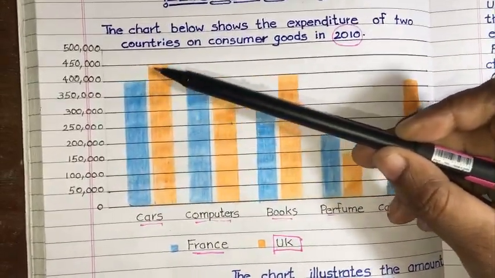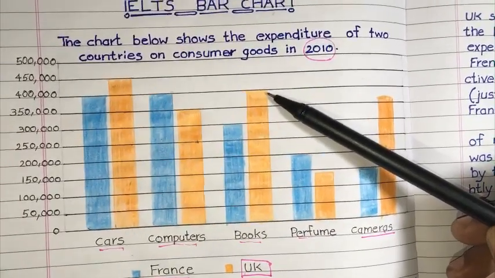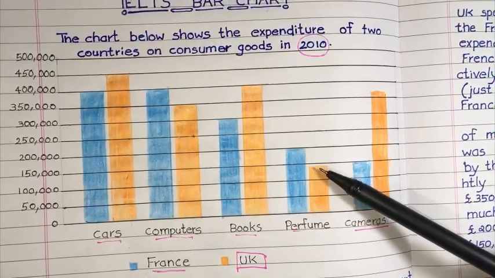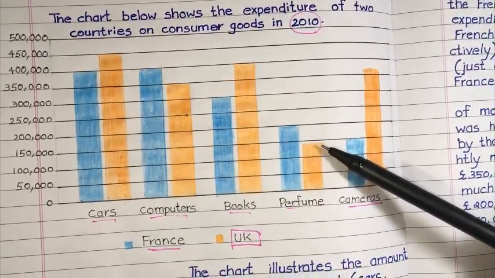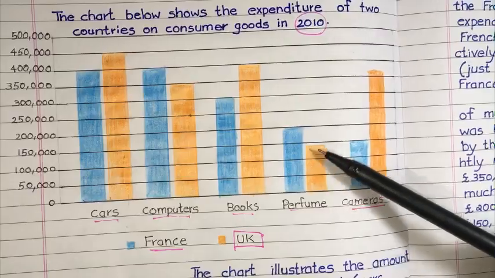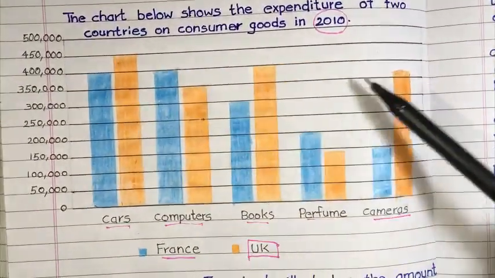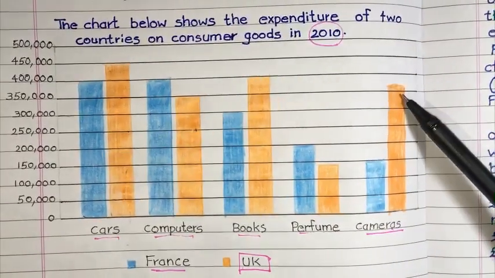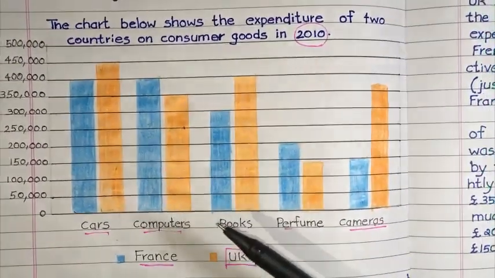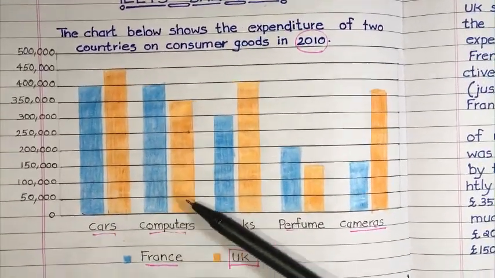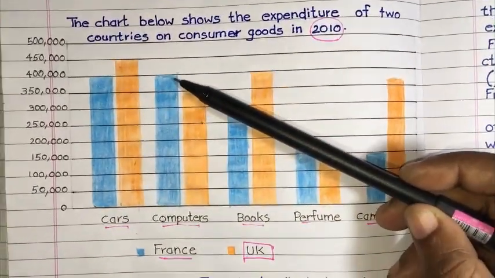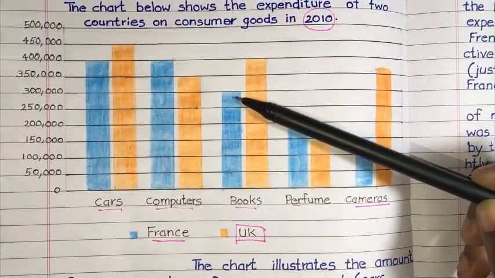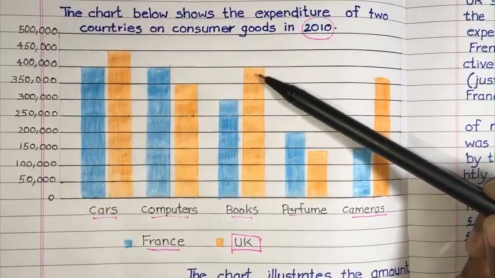This is almost everywhere: the orange one, I mean the UK one, is higher, right? See, here this is the only part where it shows somewhat similar, a comparatively similar pattern, but wherever we look you can see the increased expenditure on various consumer goods. So you understood this one, especially in cars. Computers, see, France is higher compared to UK. In books, France is lower, but the UK is higher.